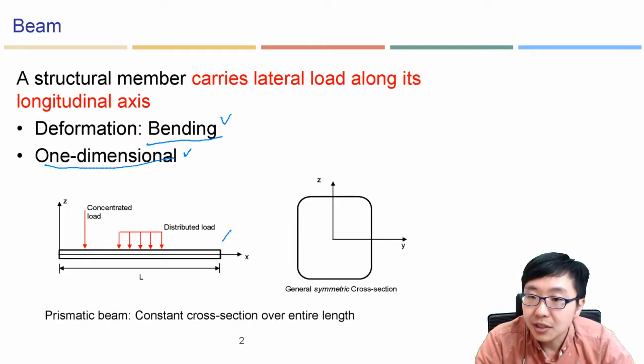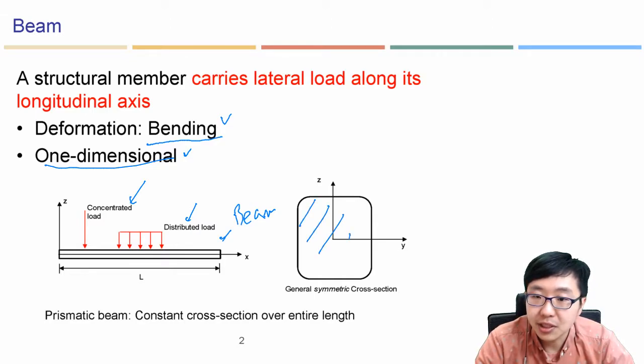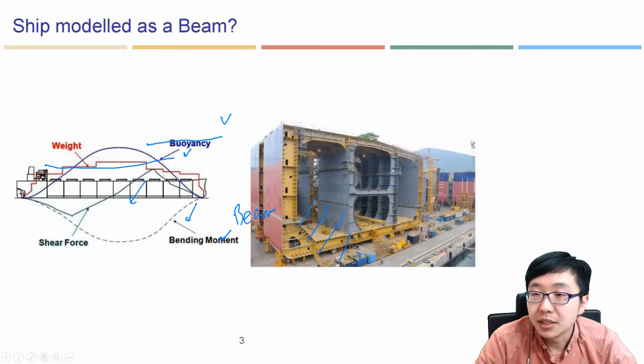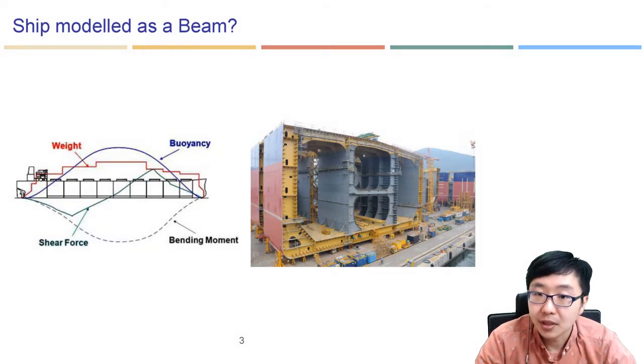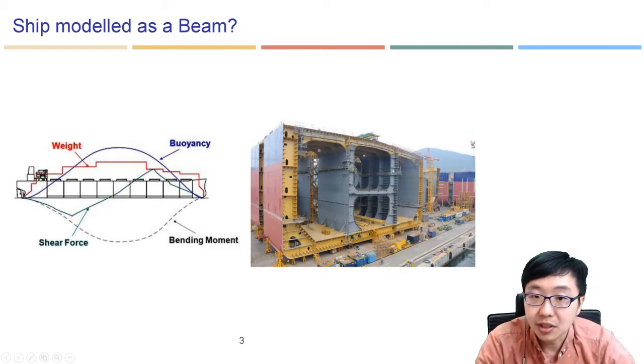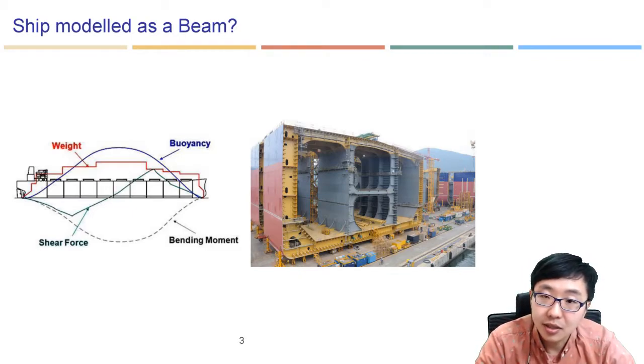So as you can see here, this is a beam, and we can also see the types of loading: concentrated or distributed. And this is the beam structure. This is sectional properties. So that was the beam, and the ship modeled as a beam. You know what I'm saying here? So this is the typical section of the ship structure. It looks like a double hull, a double hull oil tanker. It looks like a VLCC or ULCC.